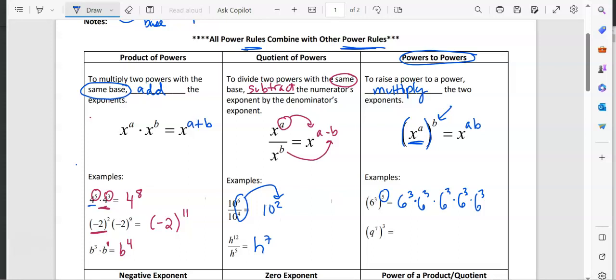And if I added my exponents, 3 plus 3 plus 3 plus 3 plus 3 is 15. But the quicker way to do that, of course, would just be to multiply 3 and 5, which are my 2 exponents. For this next one, q to the 7th to the 3rd becomes q to the 21st. So this is our first set of 3 power rules, and the second video is going to give us the second group of 3 power rules.